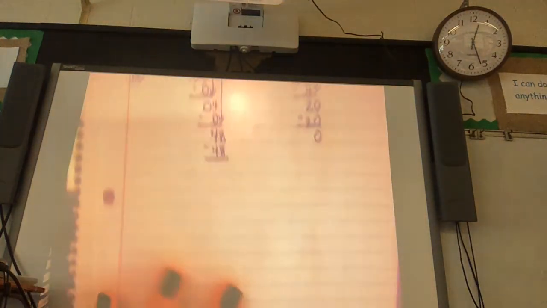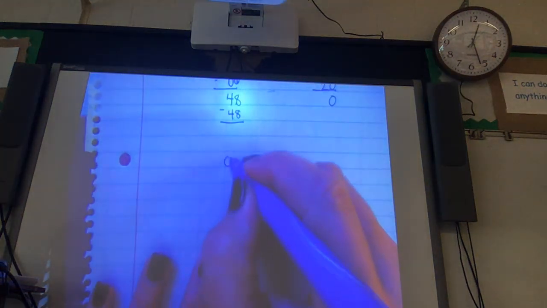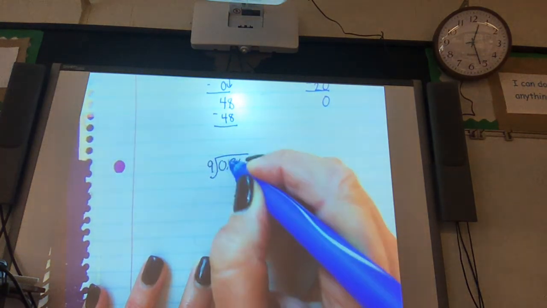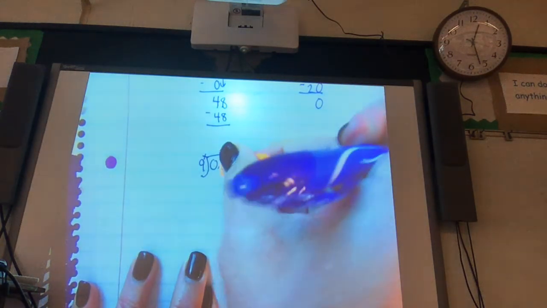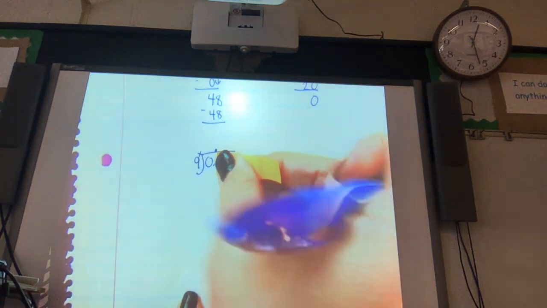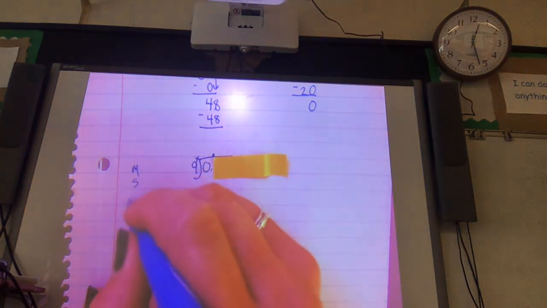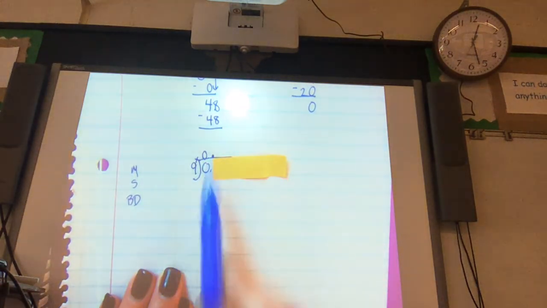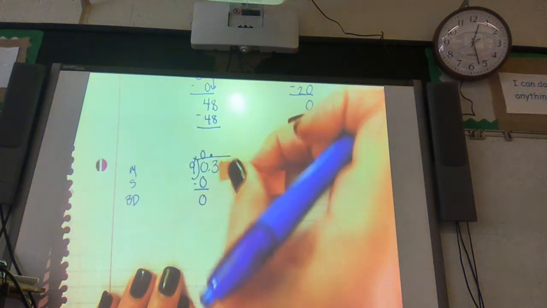Let's try one more. How about 3600ths divided by 9? Decimal point, multiplication symbol. Hiding my 3 and my 6. Well, I try to. There we go, wrong end. Okay, so remember, multiply, subtract, bring down. What times 9 will get me to 0? 0. 0 times 9 is 0. Subtract, bring down.